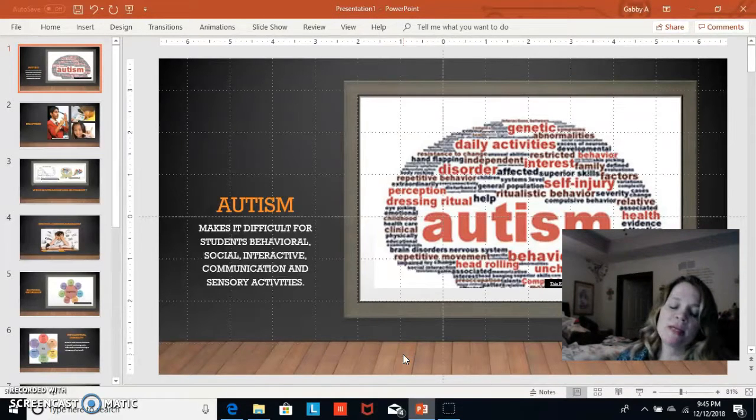Principle number 3 is to provide multiple means of engagement through recruiting interest, sustaining effort and persistence, and self-regulation. Students need to be engaged. They need to be motivated. They need to want to learn, because a student is not just going to learn because we expect them to learn. They are going to want to understand, know, and just be able to learn.